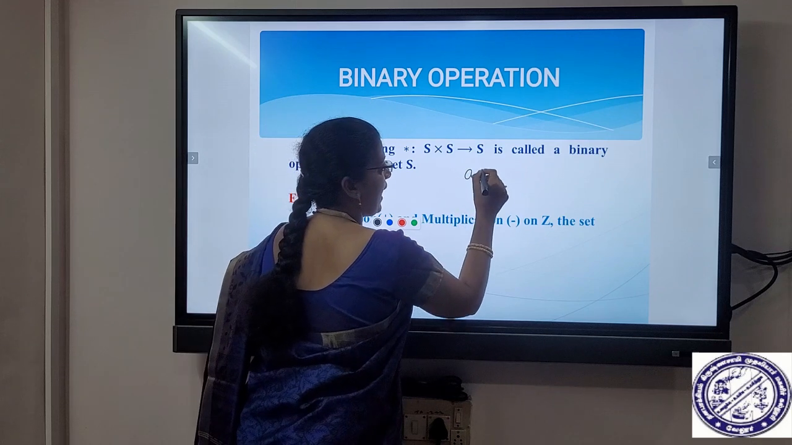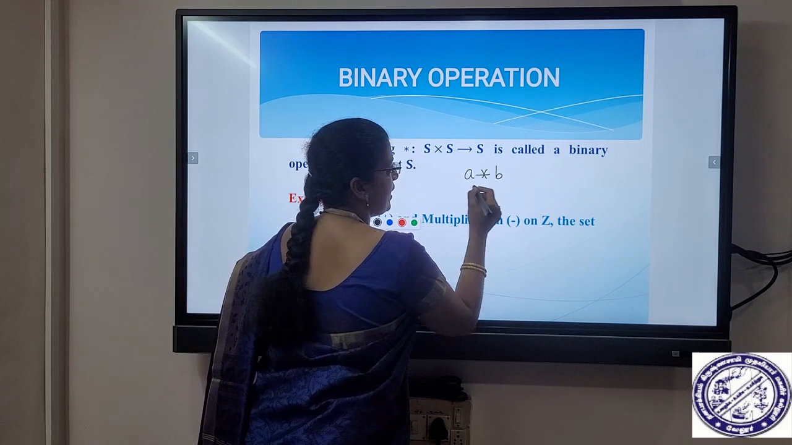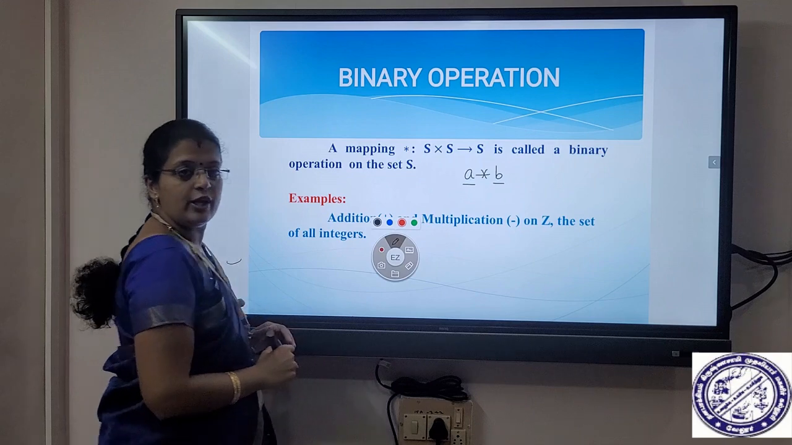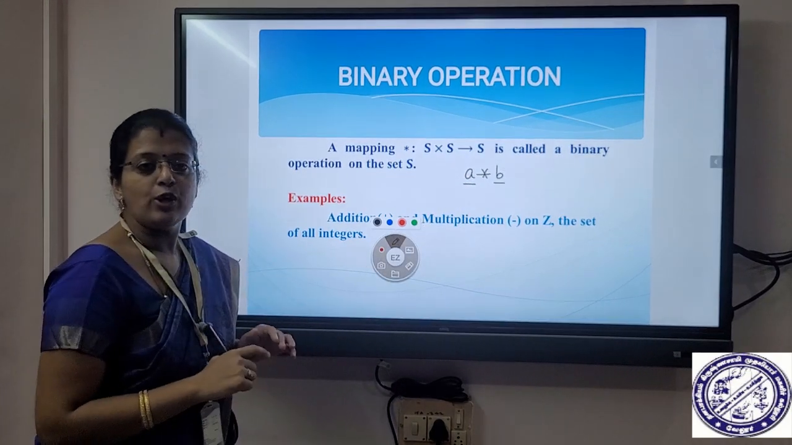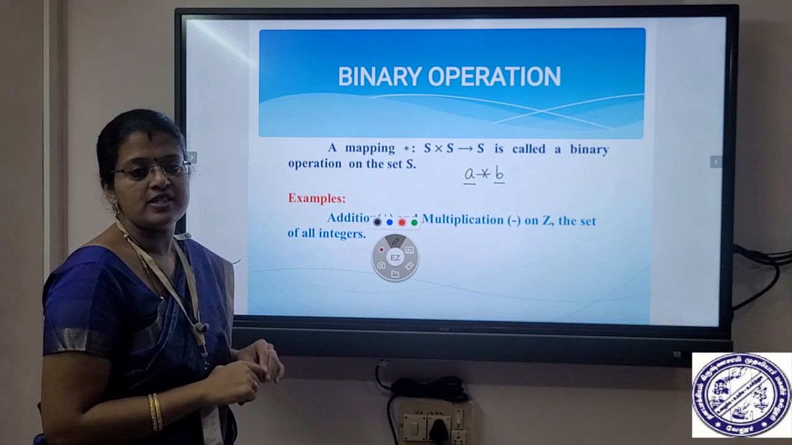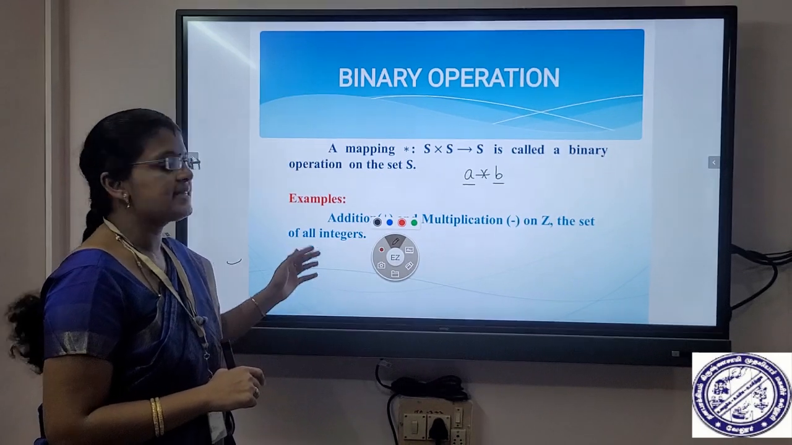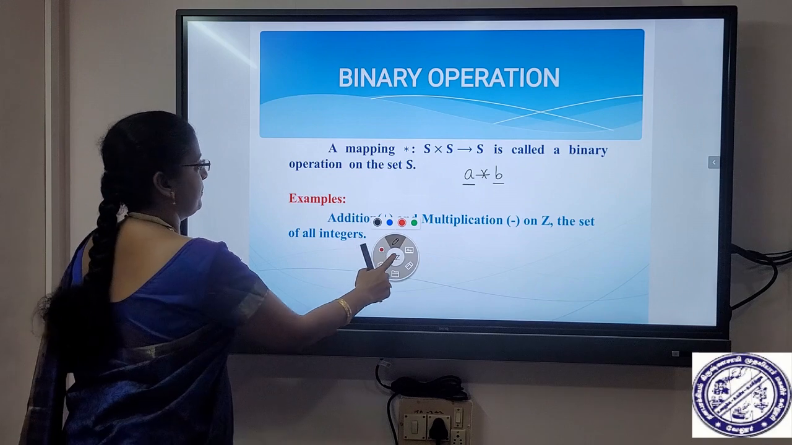If I write A asterisk B, here A and B are called the operands and asterisk is called the operator. The usual addition, multiplication, subtraction, division are examples of binary operators.